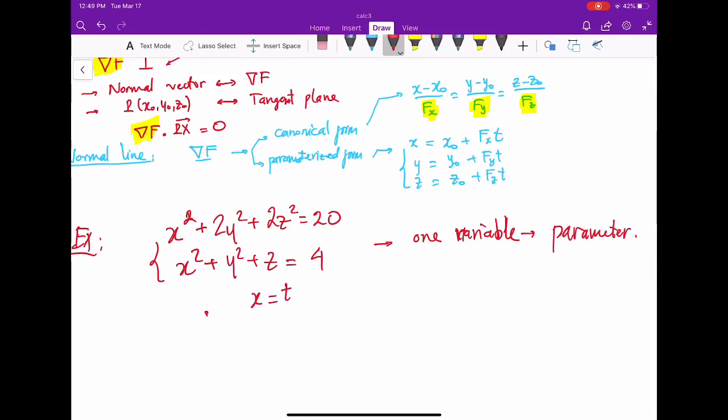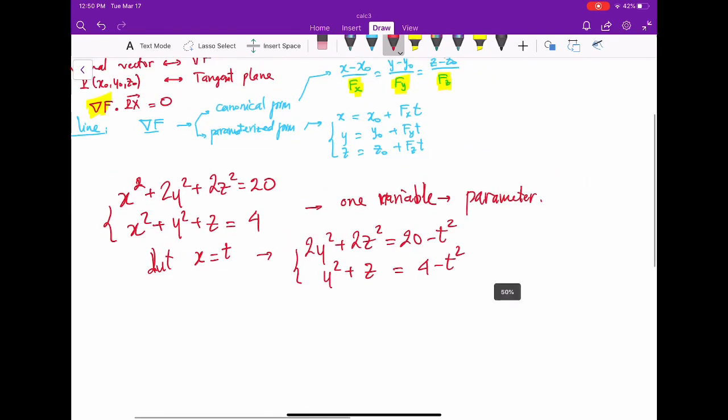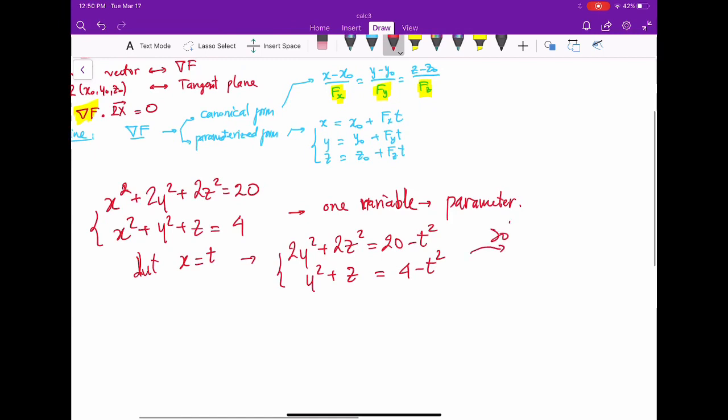For example, you can put x equal to t, and then you can write your equations. Your system will become 2y squared plus 2z squared equal to 20 minus t squared. Another one is y squared plus z equal to 4 minus t squared. And from here, you can solve for y and z. So you will have two functions, y(t) and z(t).